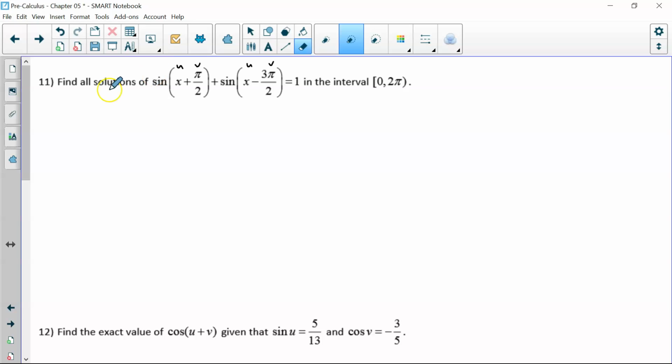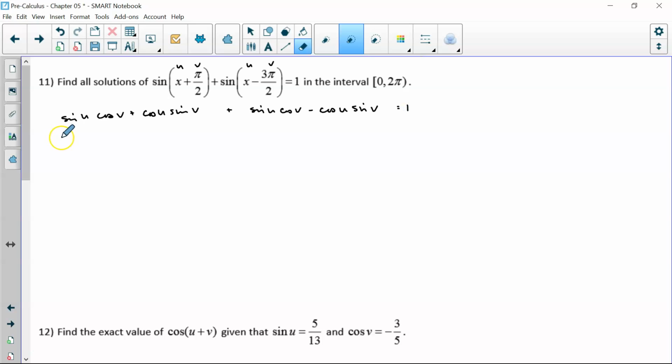So for sine of u plus v, that's sine of u cosine v plus the cosine of u sine of v. That's for the first part. And then for sine of u minus v, it's sine u cosine v minus the cosine of u sine of v, and that's going to equal 1.